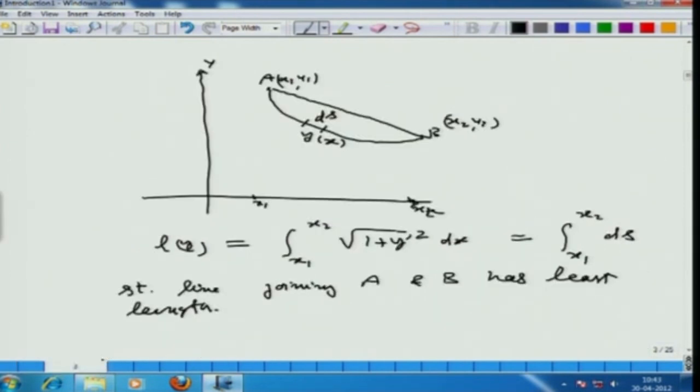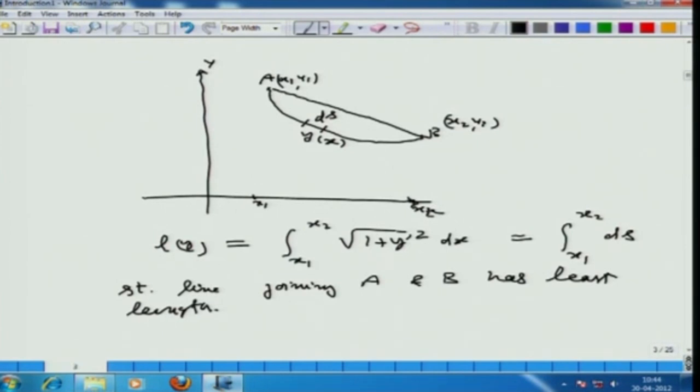We saw the second problem, where in a plane there are two points A and B, and we asked to find a curve joining these two points whose length is the minimum. We know the answer is the straight line joining A and B. It can be posed as a problem of the calculus of variations, the minimization of the functional L of y, given by the integral from x1 to x2 of square root of 1 plus y prime squared dx, which is nothing but the integral of the element length ds over the interval x1 to x2.